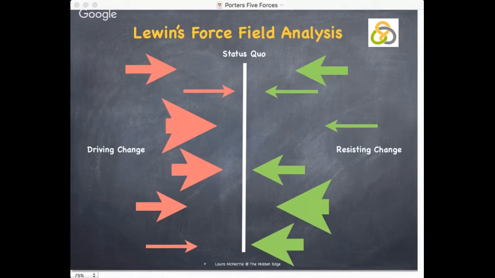His analysis involves identifying 2 sets of factors, those which support change and those which oppose it. By determining the strength of each factor, it's possible to calculate whether a change is likely to be successful or not.